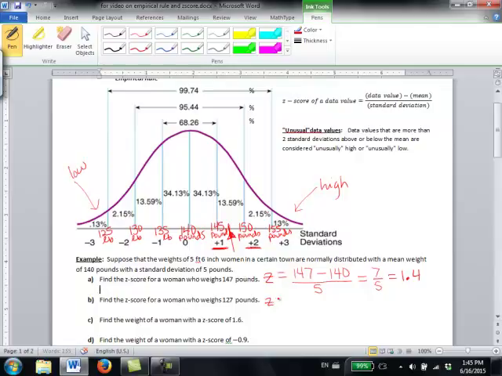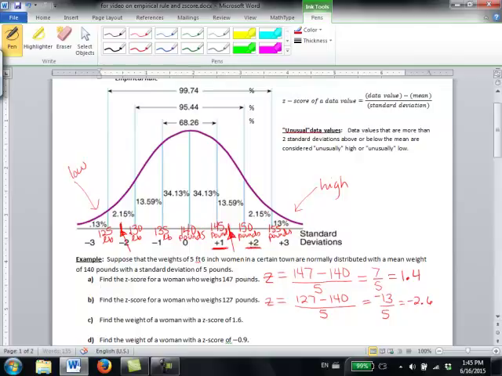Similarly, let's find a z-score for a woman who's 127 pounds in that town, a 5-foot 6-inch woman who's 127 pounds in that town. So we take the data value 127 and we subtract the mean 140, and then we divide by the standard deviation, which is 5, and we get a value of negative 2.6. So that woman would have a weight that had her fall about here on the chart. She's between negative 2 standard deviations and negative 3 standard deviations. So she's way down here.